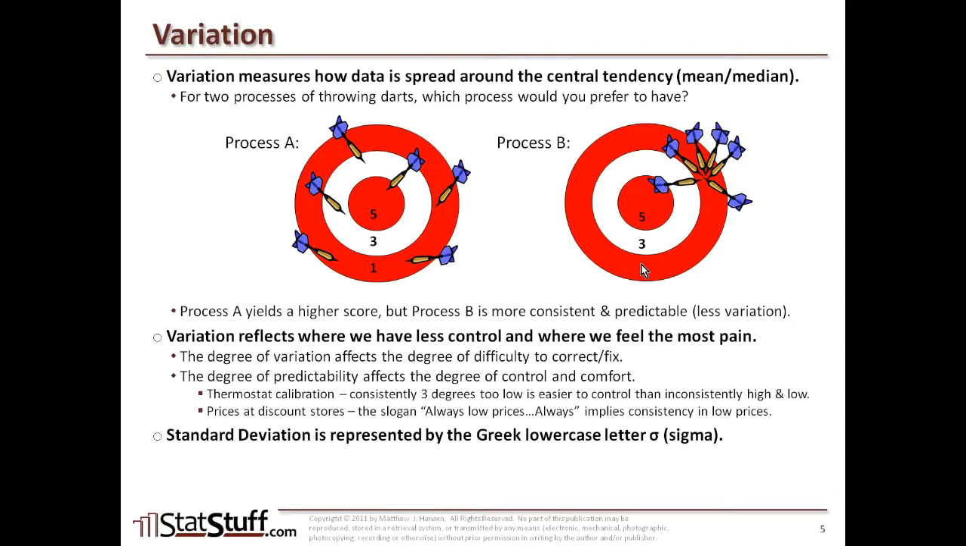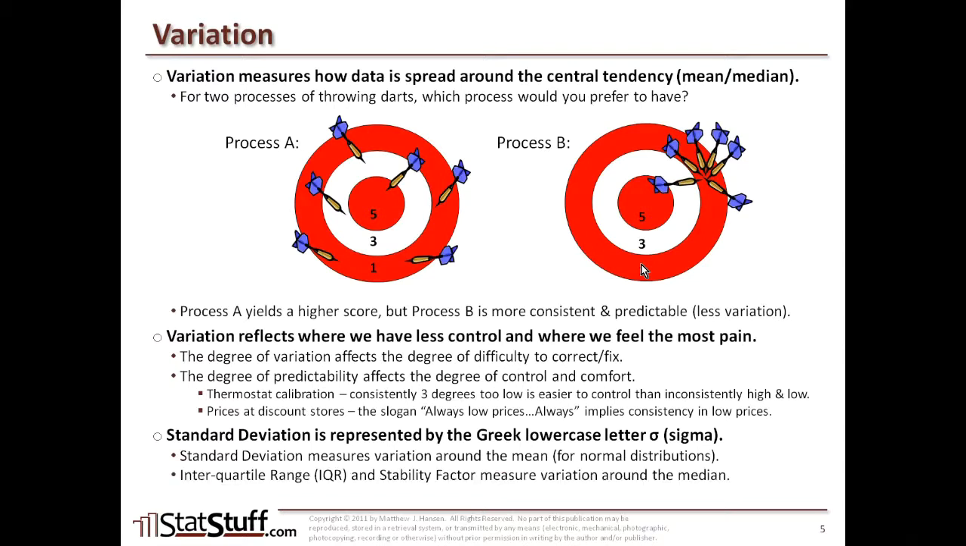And the standard deviation is represented by the Greek lowercase letter sigma. Well, standard deviation is that measurement we would use for measuring variation around the mean, the mean being what we use with normal distributions. But if we're dealing with a distribution that's non-normal, in that case we probably want to use a different measurement.